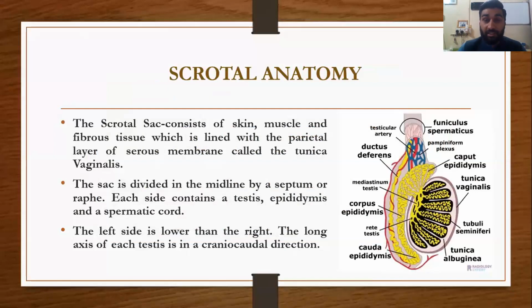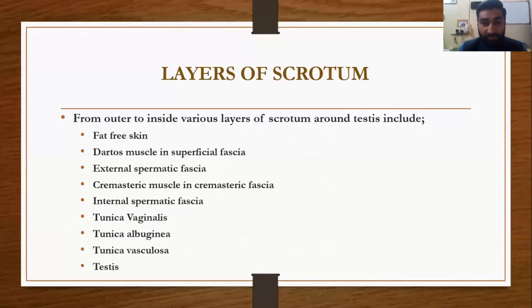The very first thing we will go through in this webinar is the scrotal anatomy. The scrotal sac consists of skin, muscle, and fibrous tissue, which is lined with a parietal layer of serous membrane called the tunica vaginalis. The sac is divided in the midline by a septum or raphe. Each side contains a testis, epididymis, and a spermatic cord. The left side is lower than the right. The long axis of each testis is in a craniocaudal direction.